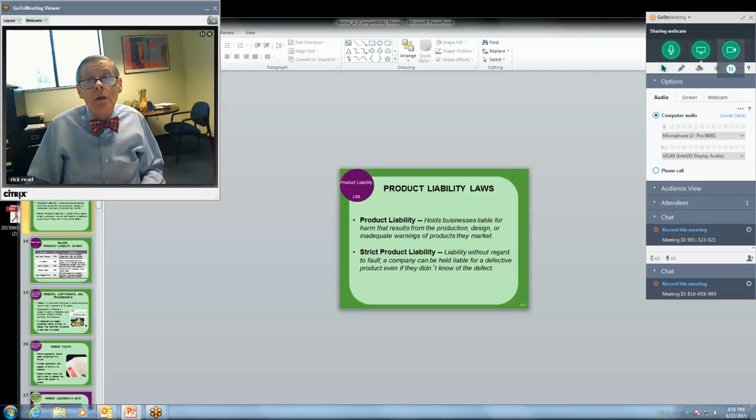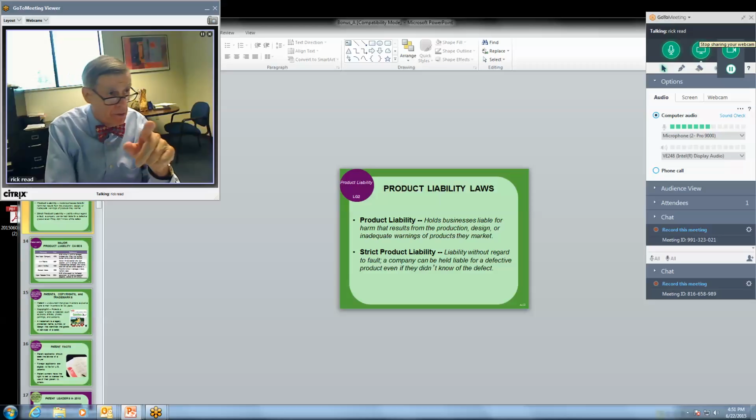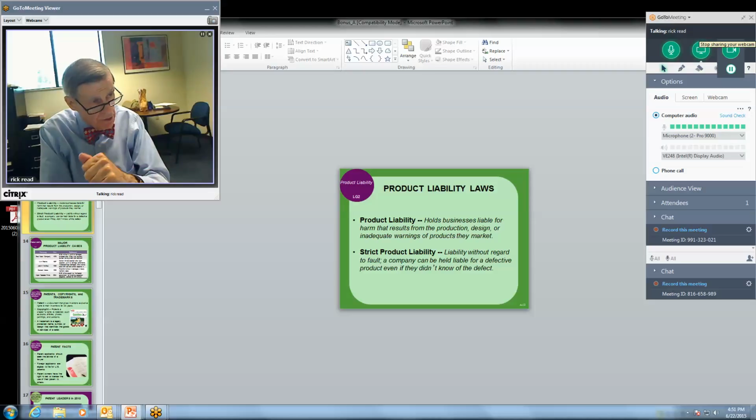We have here a thing called product liability. And product liability says we're going to hold a business or a firm, a manufacturer, liable for harm caused when the product that they manufactured or sold was not designed properly, did not give specific warnings, etc., and caused harm.